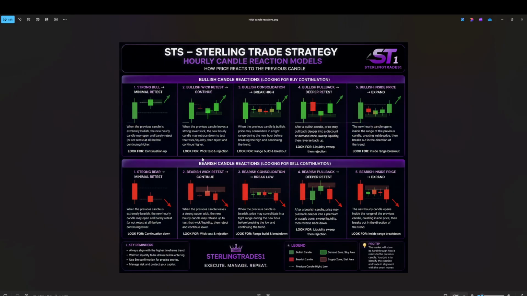But yes, these are the bearish counter reactions for continuation. These are good continuation moves. It's a good continuation confluence strategy. All of these counter reactions are mostly for continuation. You can also use it for reversal and to trade continuation from the reversal. So this is the STS certain trade strategy, hourly counter reactions. And this is what makes up the hourly auction model.